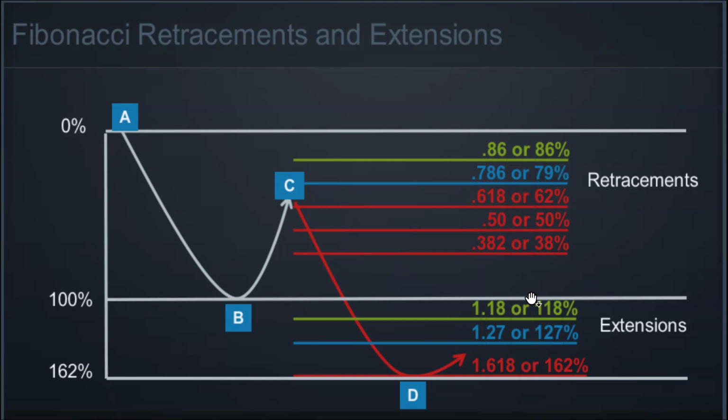There are other levels, a whole lot of other levels. Even me, I've also created my own levels in the past, by virtue of using Fibonacci. But these are the main ones that you should be looking at.